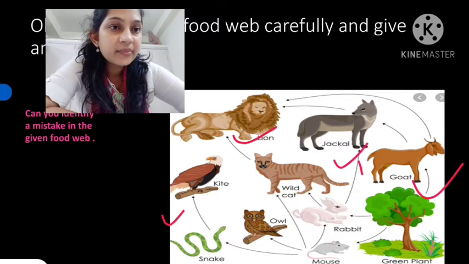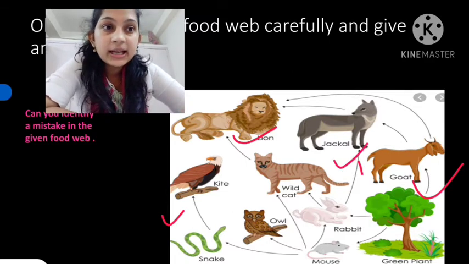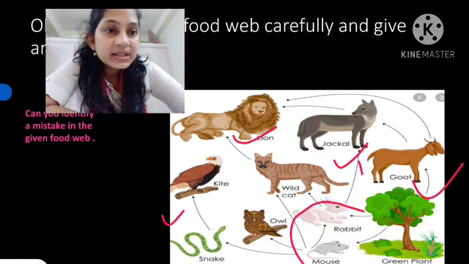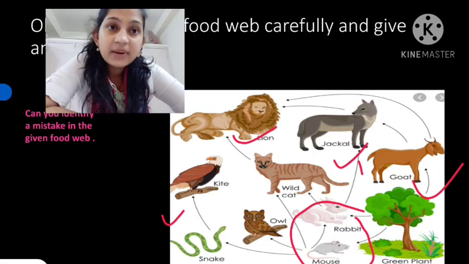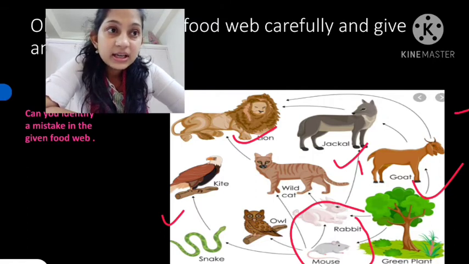Jackal is eating rabbit, correct. When you observe minutely in detail, you will see a mistake here, isn't it? Mouse eaten by rabbit. Arrow means this animal is eaten by another animal.